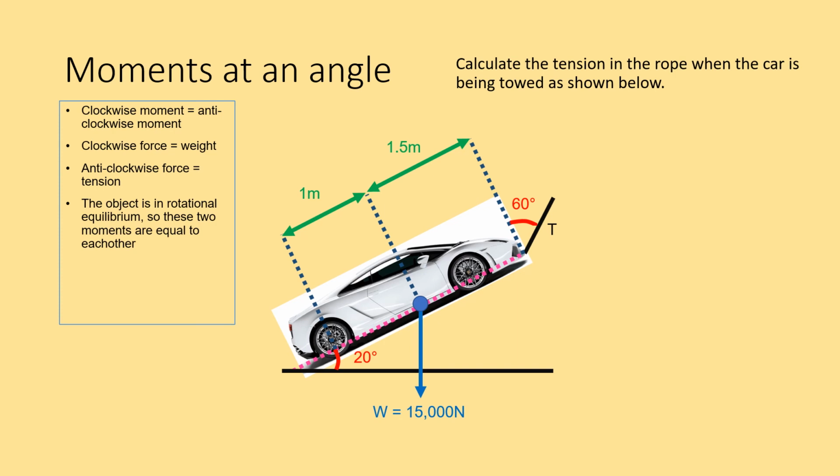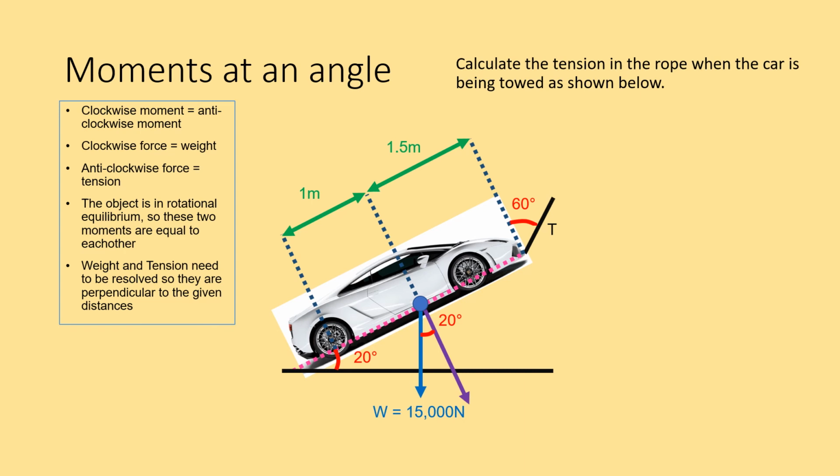It's in rotational equilibrium, so we know that the tension is equal to 15,000 newtons, but only in the vertical plane. So there you go. If we want to work out the tension, we can calculate it by knowing what the vertical component of the tension is.